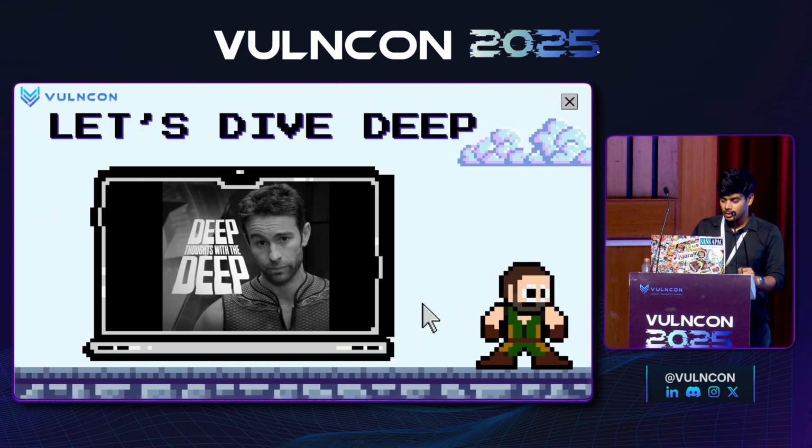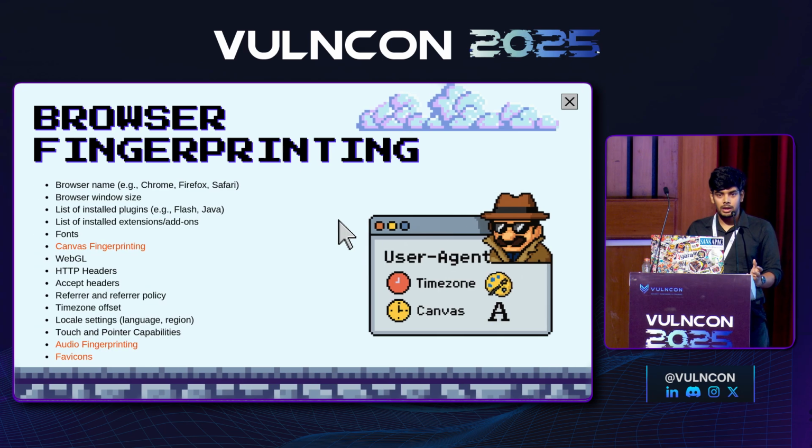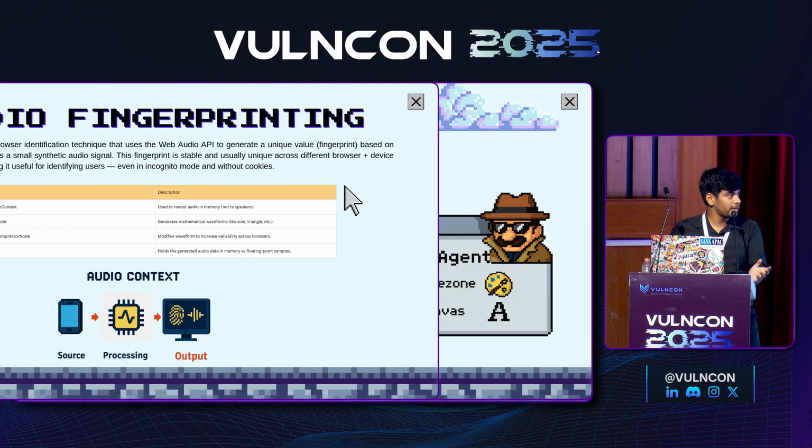So let's dive deep. The first one is browser fingerprinting. This is the list of fingerprinting characteristics that companies use to track you. The most common are the browser name, the browser window size, the list of installed plugins, what extensions you have, what fonts you use, the canvas, WebGL, audio fingerprinting, and some unique ones like favicons, but the list goes on. We are going to talk about the first one, audio fingerprinting.